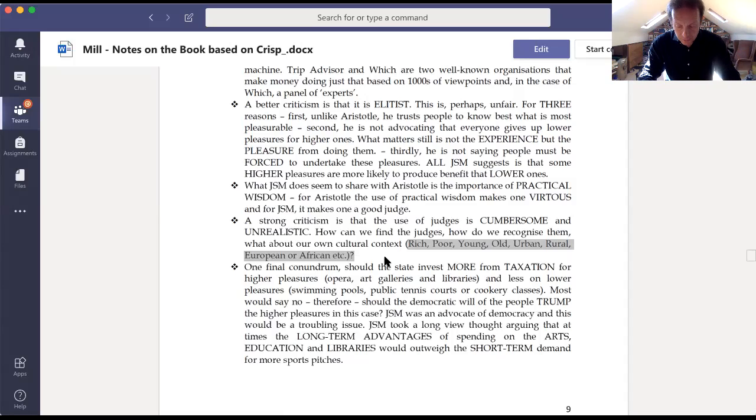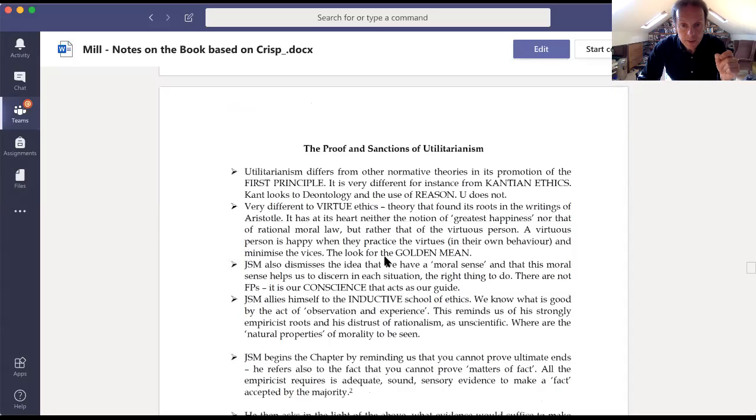So then he goes on to the proof and sanctions of utilitarianism. And he's saying here that we're looking for a kind of first principle that you come back to. And he's going to argue that the first principle isn't reason, but it's the outcome. And he recognizes here the value of experience and Aristotle's idea of the golden mean, between two extremes, the vice of excess and the vice of deficiency.